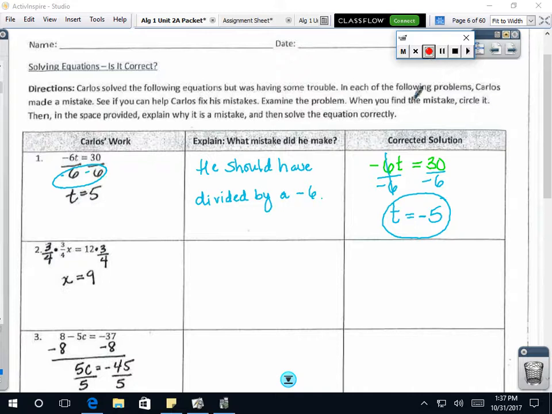Now, see how Carlos could have figured out that he had the wrong answer? If he'd taken the original equation and in the t place inserted his answer of 5, what is negative 6 times 5? Negative 30. And it says it equals positive 30. So that's how he would have known he got it wrong, because he was looking for a positive 30 and that would have made a negative 30. Okay?